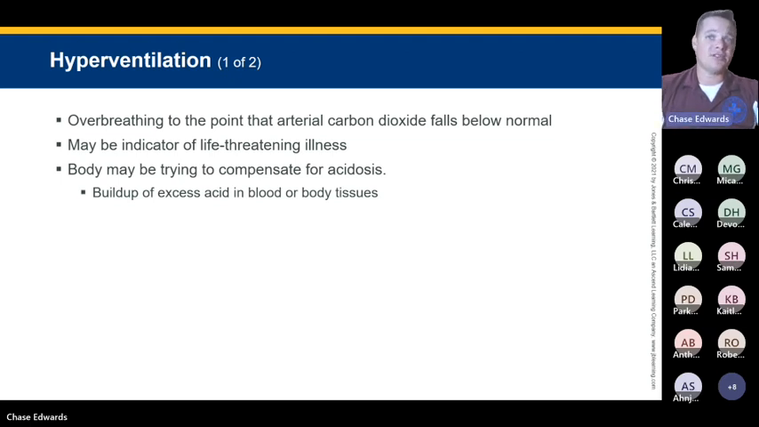All right, hyperventilation is defined as overbreathing to the point that the level of arterial carbon dioxide falls below normal. This may be an indicator of a life-threatening illness, such as the one we just went over. The body may be trying to compensate for what's called acidosis. Acidosis is the buildup of excess acid in the blood or in the body tissues. If you remember from earlier on, we talked about some of our body systems, aerobic and anaerobic.